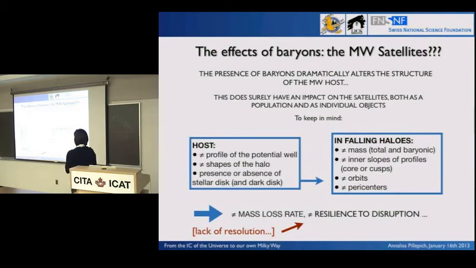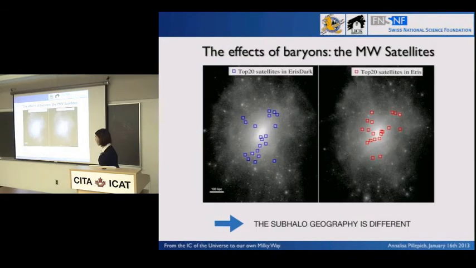The point is that baryons also have an effect on individual subhalos, on the substructure of those subhalos. The mass is different. The inner slopes of the profiles are also different, as they are different for the host. Orbits are changed, and pericenters are moved apart. All these together have an effect on the subhalo mass function at redshift zero of these Milky Ways. And this is all degenerate with lack of resolution, because if you are not resolving very well, you are destroying your subhalos more.